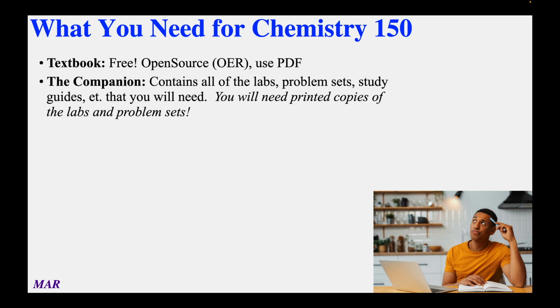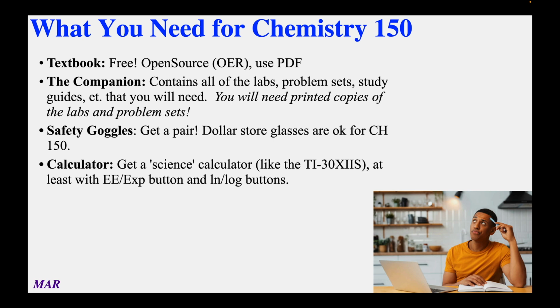You will need the Chemistry 150 Companion. The Chemistry 150 Companion has all the labs, problem sets, study guides, lecture notes, and stuff that you'll need. You will need printed copies of the labs and the problem sets at the very least for this class. So if you don't purchase the Companion, you will need to print the labs and the problem sets on your own. You'll need a pair of safety goggles. Dollar store glasses are fine for this class. If you get a better one, it'll last you all the way through Chemistry 223 and beyond.